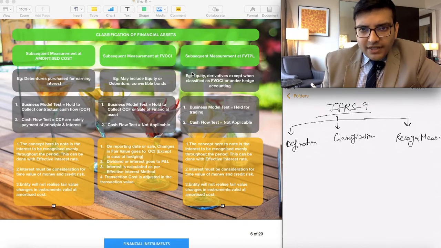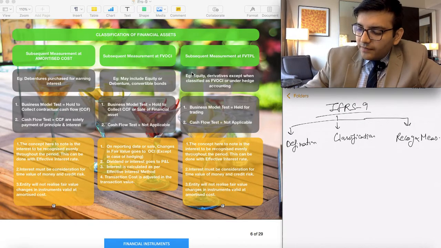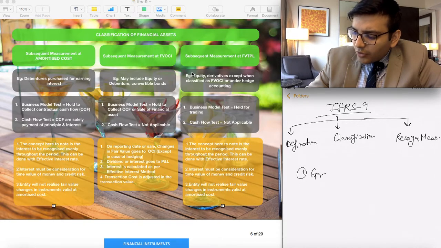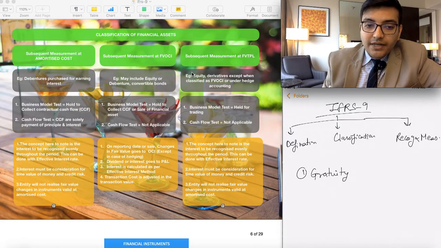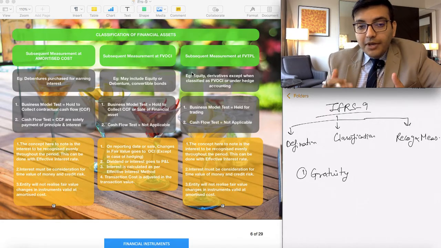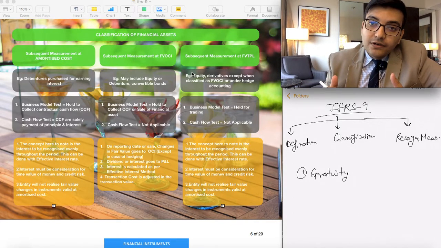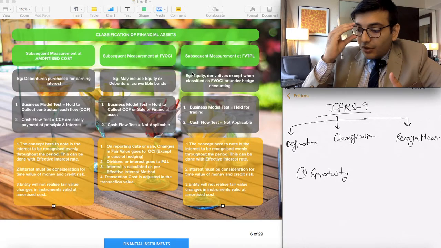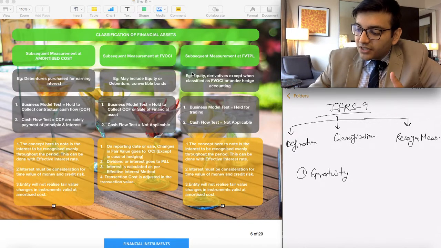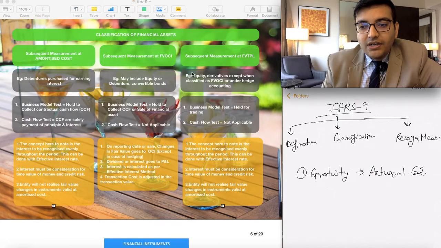So I'll take a small example of gratuity. You all know about gratuity. I assume that the people who are watching this might have worked somewhere else and they might know the importance of gratuity provision in the books, because a single entry of gratuity provision may impact the profit very badly, right? Because it is also an actuarial provision, based upon actuarial calculations, right?